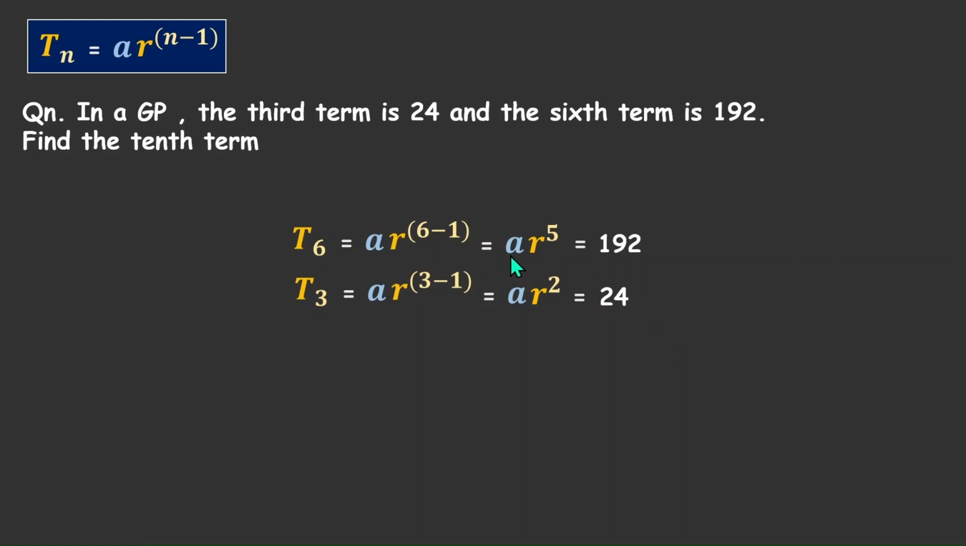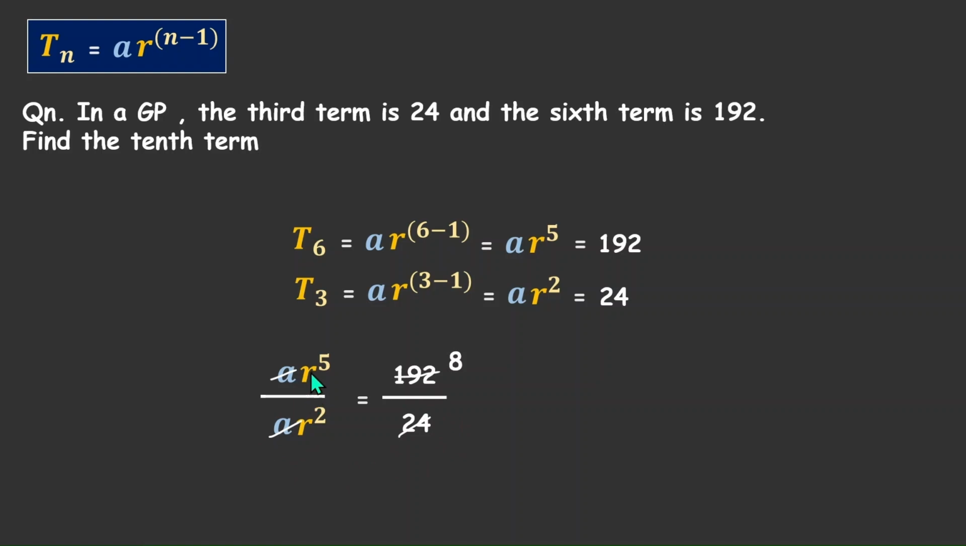We need the value of A, and we need the value of R. From both these equations, we can get the value of R because we don't know A and R. So we can divide both equations so that A gets cancelled and we only get the value of R. Dividing T6 by T3, we get AR raised to power 5 divided by AR squared is equal to 192 divided by 24. Here A and A get cancelled and 24 into 8 is 192.